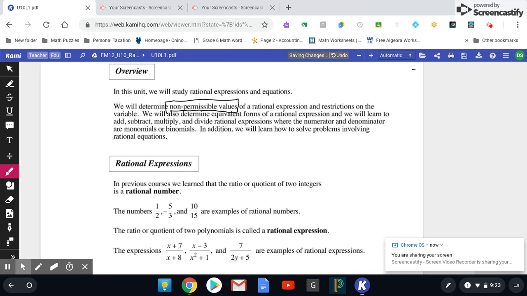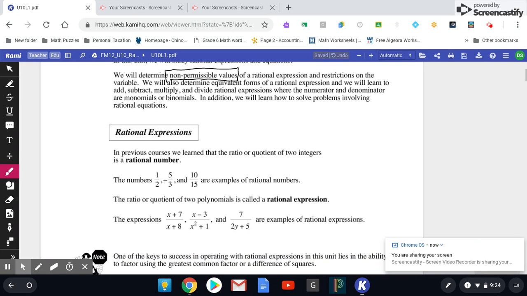We will also determine equivalent forms of rational expressions, and we will learn to add, subtract, multiply, and divide rational expressions where the numerator and denominator are monomials or binomials. In addition, we will learn how to solve problems involving rational equations. That all seems probably overwhelming and you don't need to worry about it yet. We'll talk about it in a while.